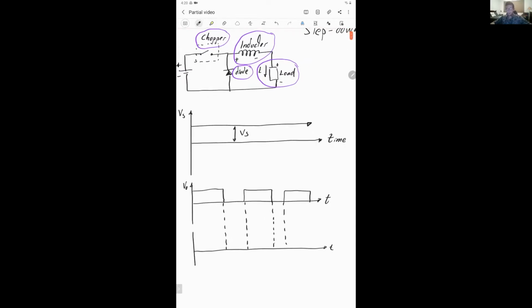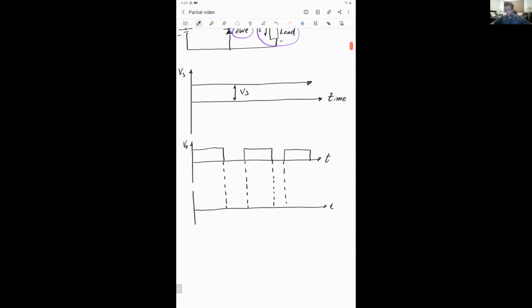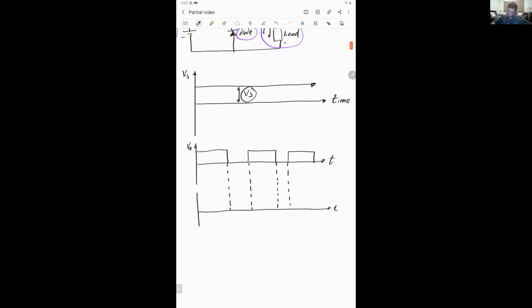So, what about the chopper voltage? When we have the input voltage of Vs, when the chopper is on the circuit tends to have the same voltage as the voltage source, and when the switch is open, the voltage will decrease immediately to 0.